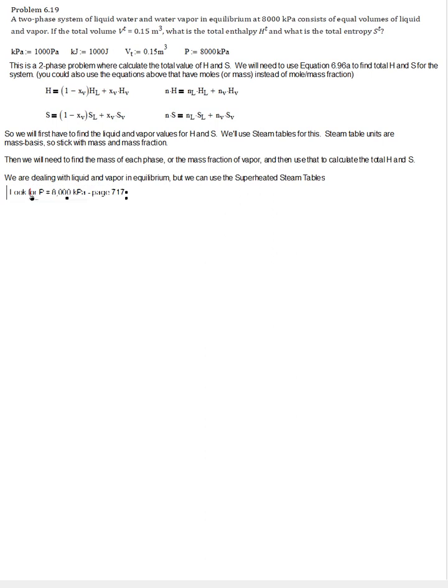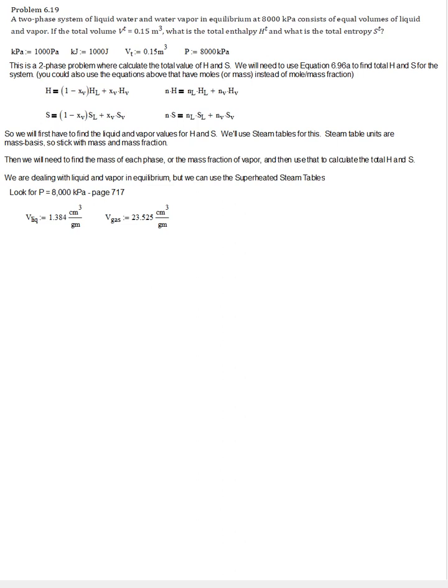So let's look at the superheated steam tables and look for 8,000 kilopascals. What you'll find is that on page 717, you'll see the entry for the 8,000 kilopascals. We're given the information for total volume. What we're going to need to find are the specific volumes, so I'm just going to write down the specific volumes right here. We'll come back to them.